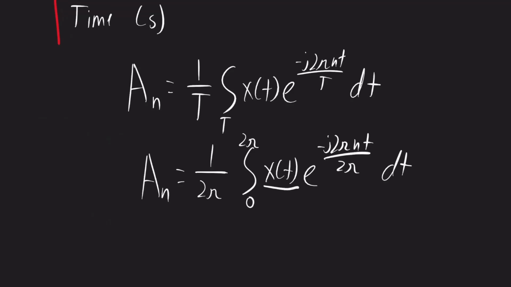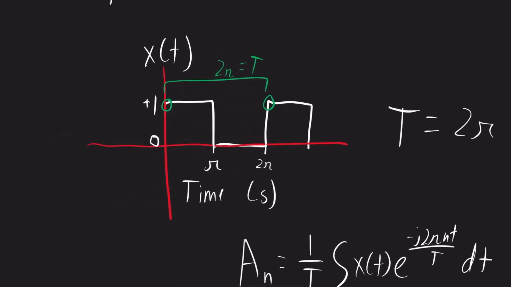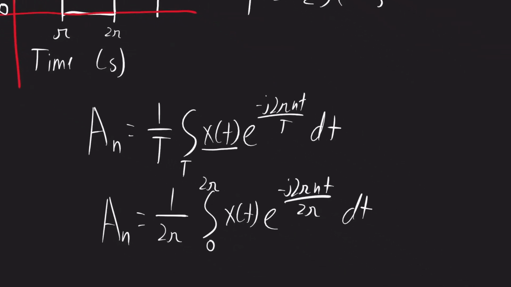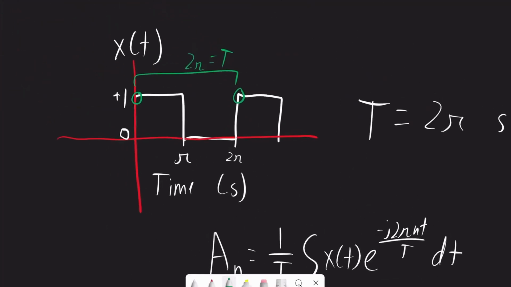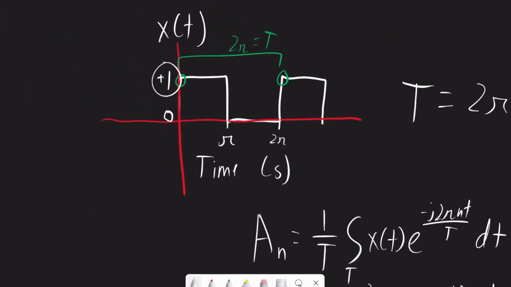Now what exactly is x of t in this case? Well, if we look back at the graph, we see that x of t only has two possible values. It either has a value of positive 1 from 0 to pi, or it has a value of 0 from pi to 2 pi. Since there's a portion of the period where x of t has a value of 0, we don't need to account for that portion because 0 times this e term will be 0, and the integral of 0 will just be 0. So the only interval that will actually give us any value for a sub n will be from 0 to pi. And during this interval, x of t has a value of positive 1.